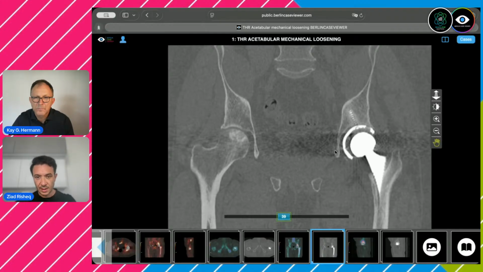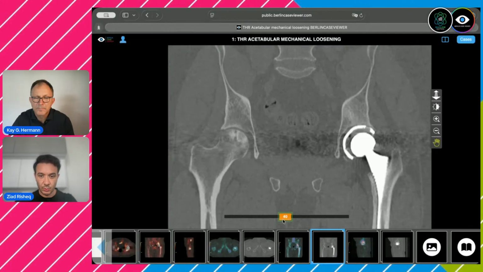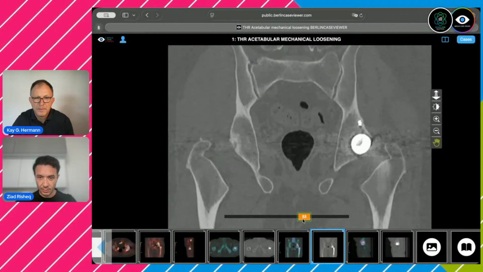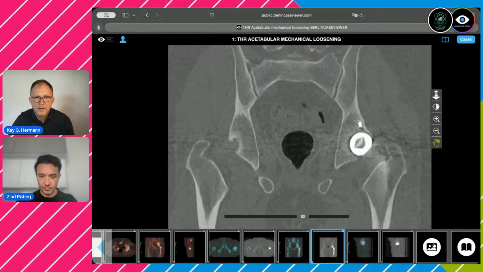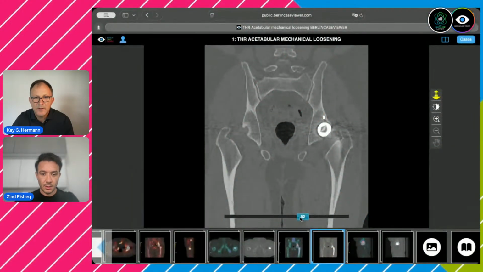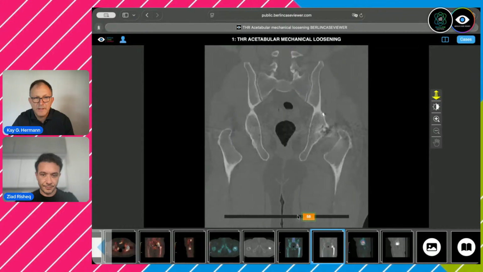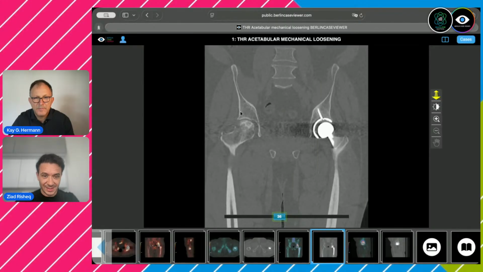So this is consistent with a loosening of the acetabular component. We should not see this under normal conditions with a total hip replacement with fixation screws around the acetabulum. So this is basically loose. And this case is also interesting based on another feature on the right hip, because we see there's avascular necrosis of the femoral head. Over here, yes, exactly.